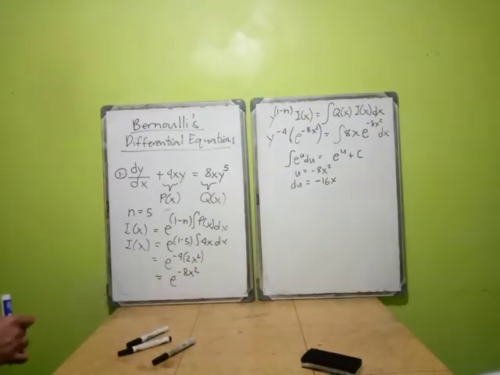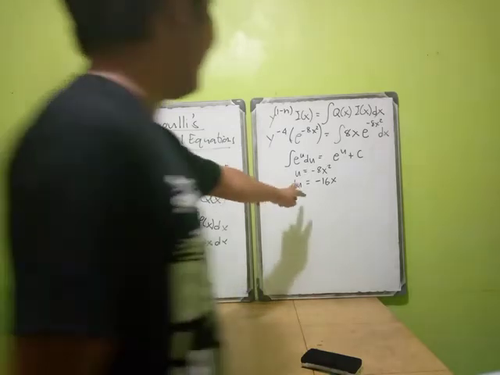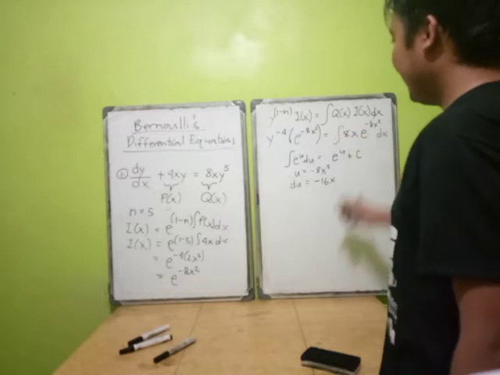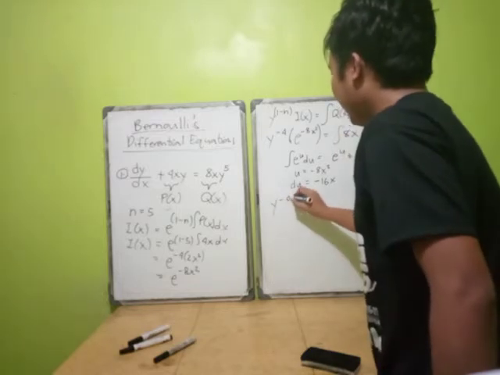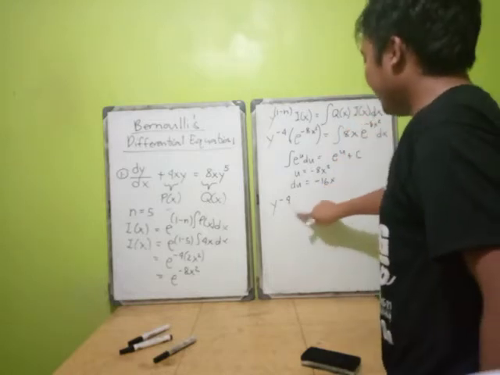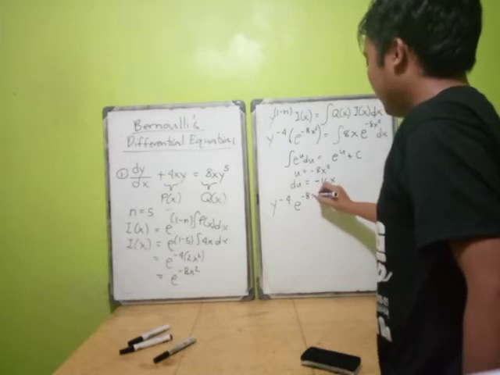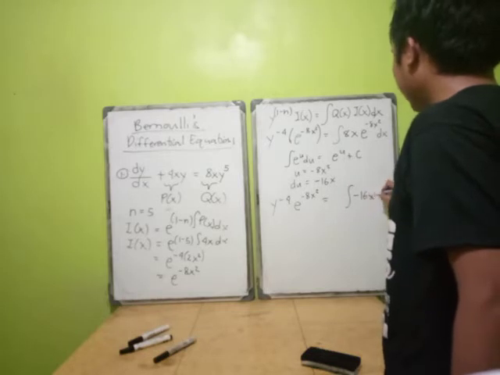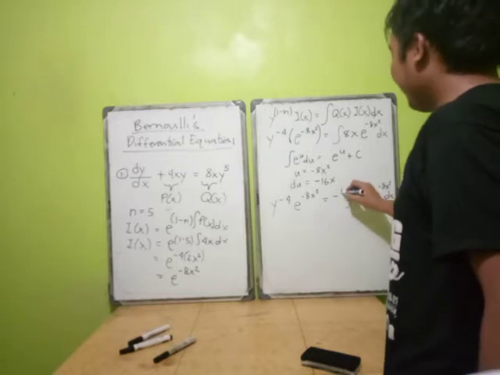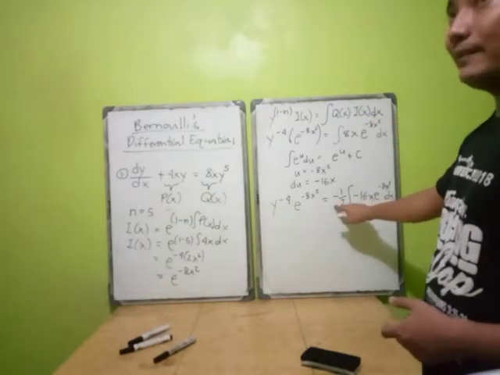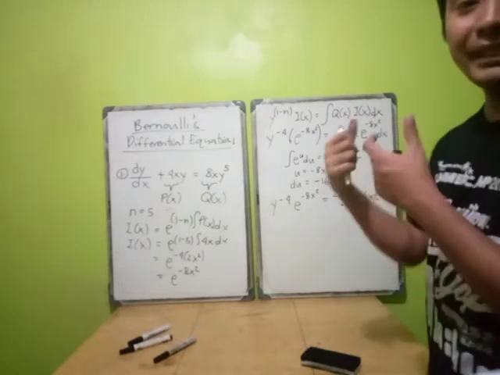So, from that, makita natin na hindi negative 16 yung katabi niya. So, anong gagawin natin? Gagawa tayo ng paraan para maging negative 16 yung katabi niya. So, supposed to be negative 16x e to the negative 8x squared dx. So ilabas natin, multiply natin ng negative 1/2. Pag minultiply mo tong negative 1/2 sa negative 16, babalik pa rin siya kay 8.